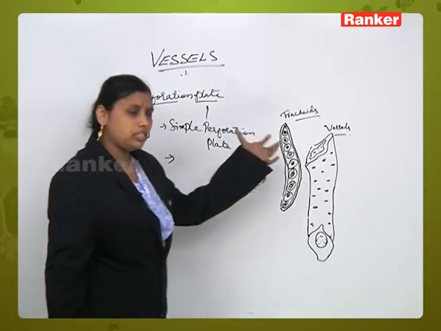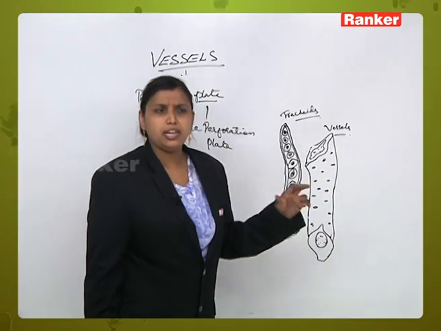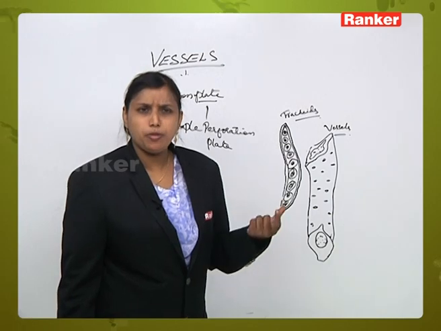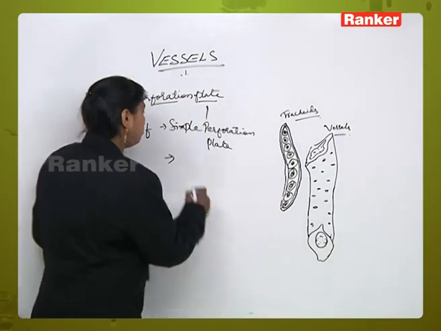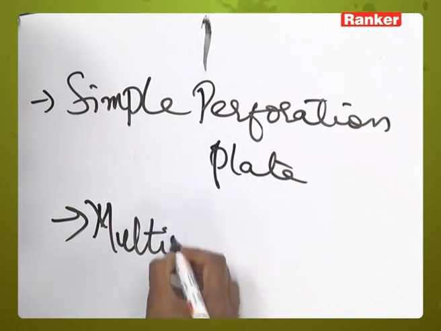And if after the dissolution of the cell wall, there is more than one pore, then that is called a multiple perforation plate.